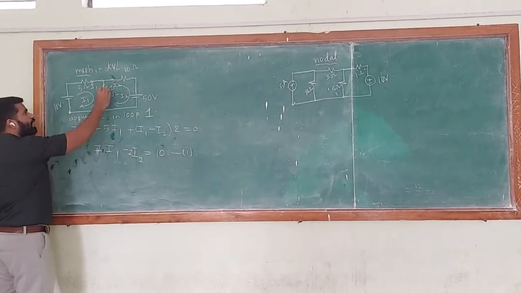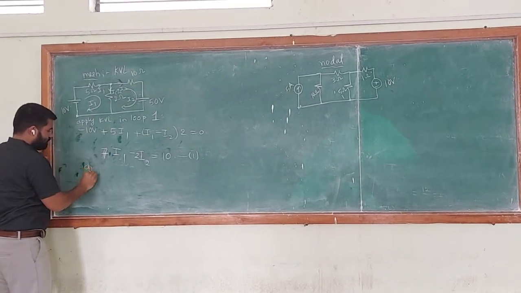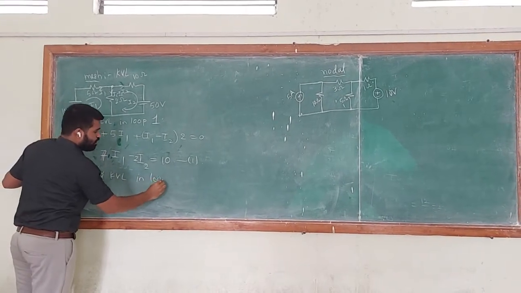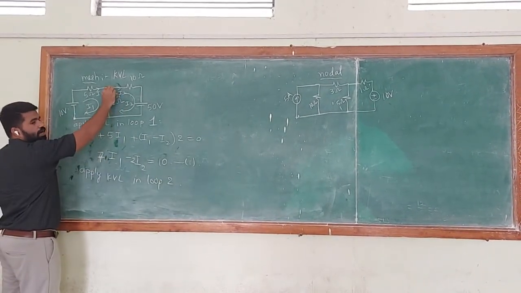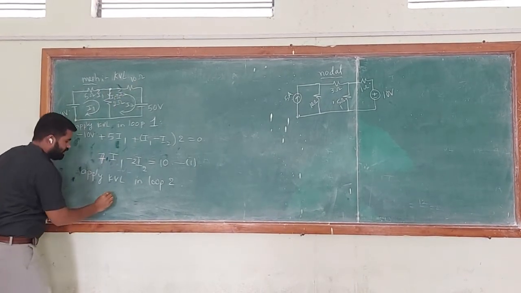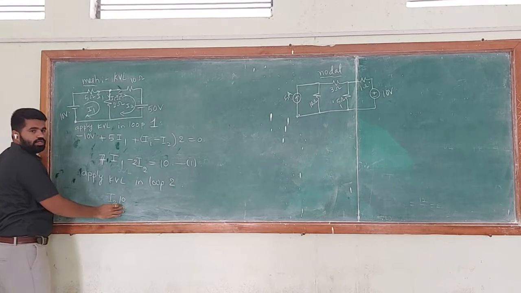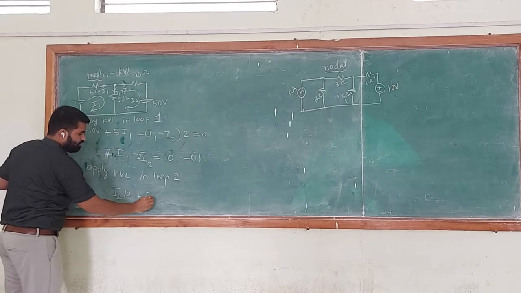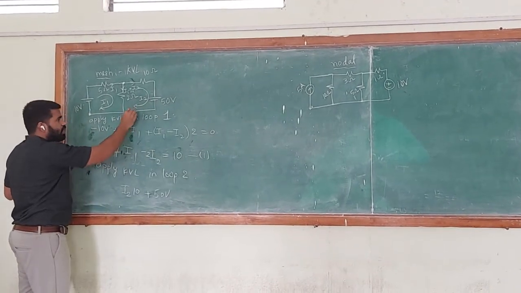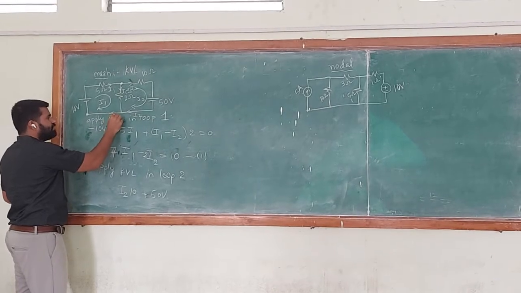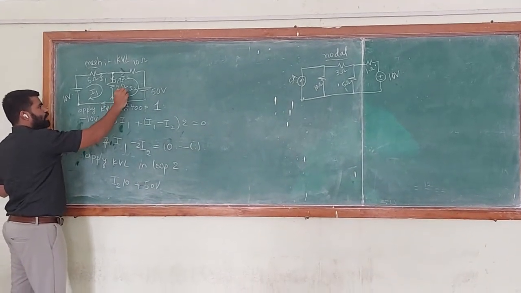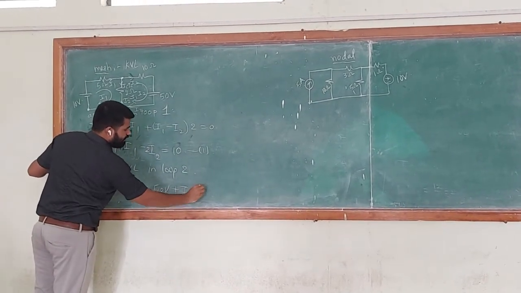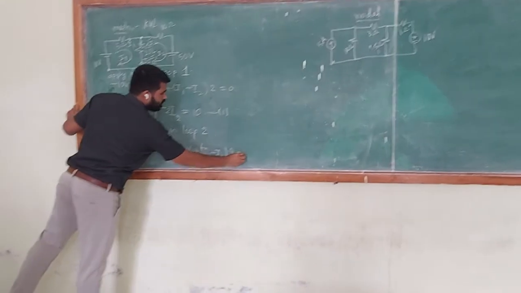Now in a similar way, apply KVL in loop 2. Starting from this point, tell me, I2 into 10. Is this voltage? I2 into 10, IR, this is also voltage. Now after this, where are we entering? Plus 50 volts. And now here, how much current is entering? I2. How much is leaving? I1. What can we write? I2 minus I1. Tell me, plus (I2 minus I1) into 2 is equal to 0.